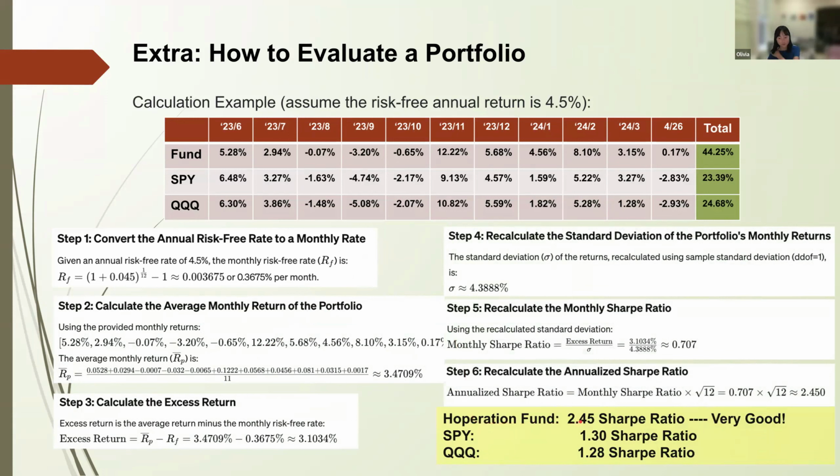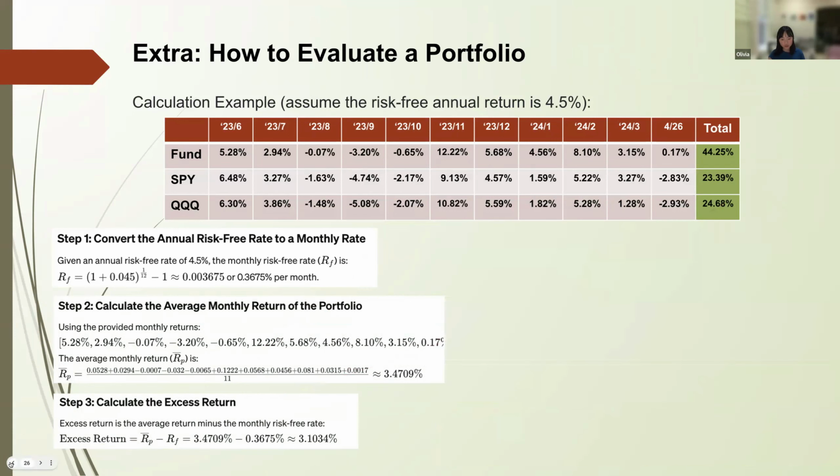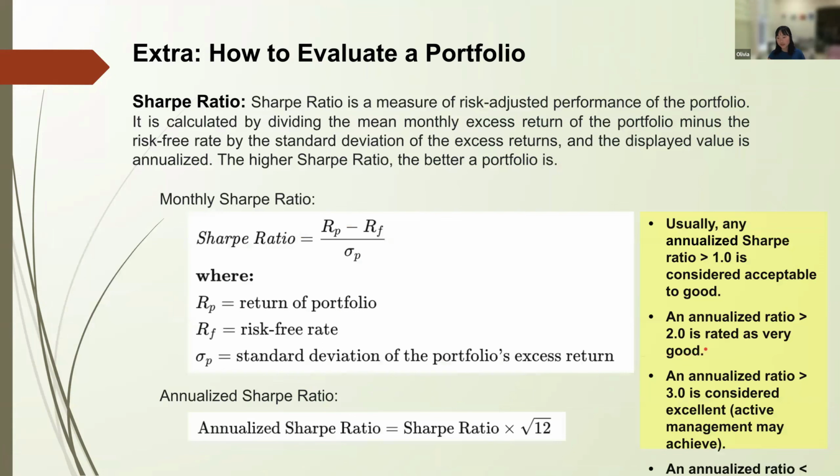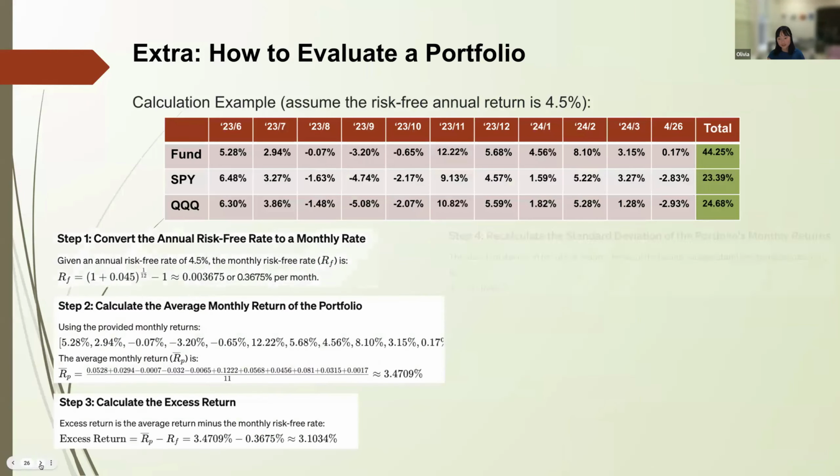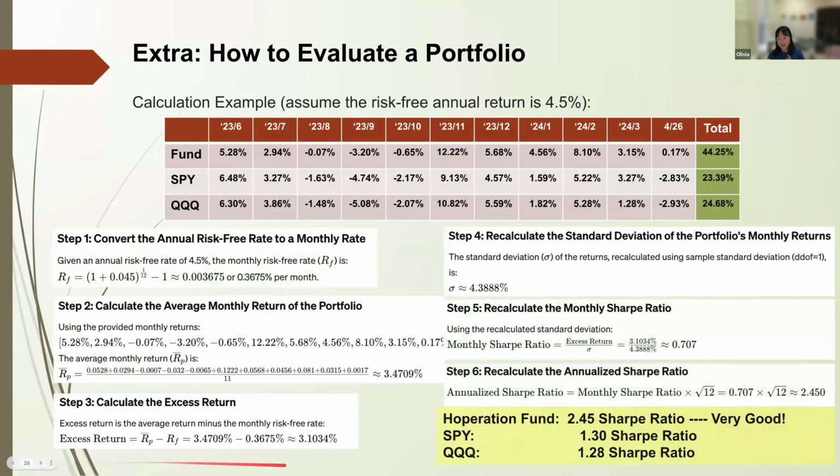So this is 2.45. You can see an annualized ratio greater than 2 is rated as really good, so this is a very good Sharpe ratio. As I said before, SPY and QQQ, since they're index funds, don't have a very high Sharpe ratio. It's still good, 1.3 and 1.28, but usually index funds can't reach above 3 or even much above 2.